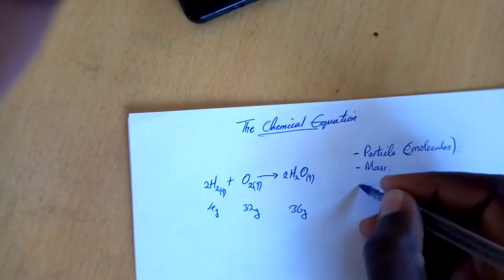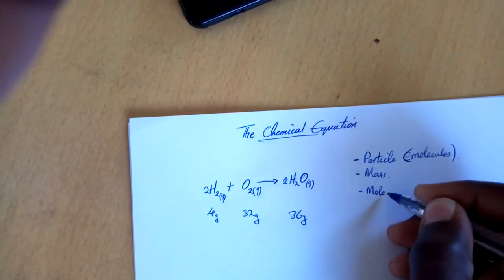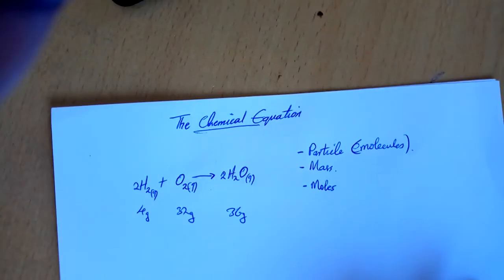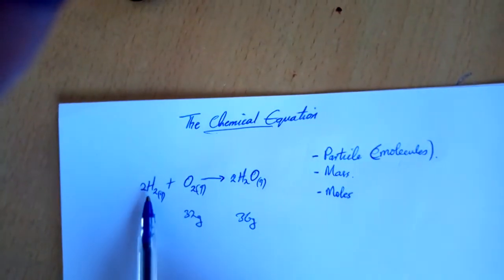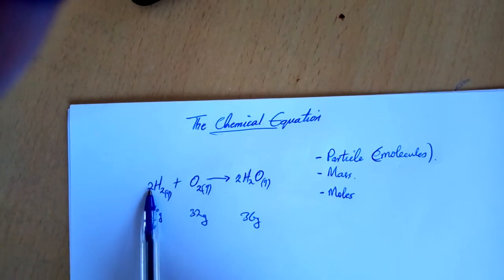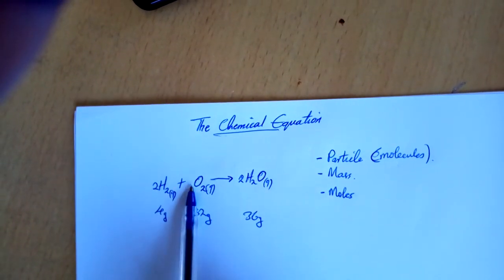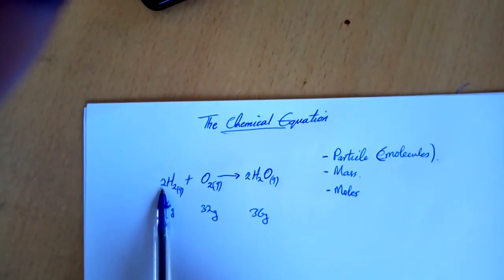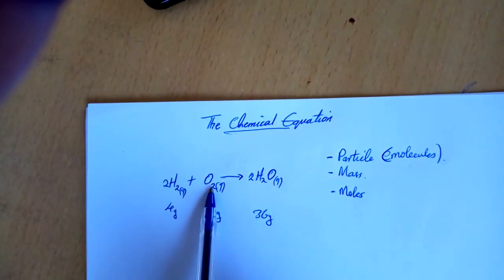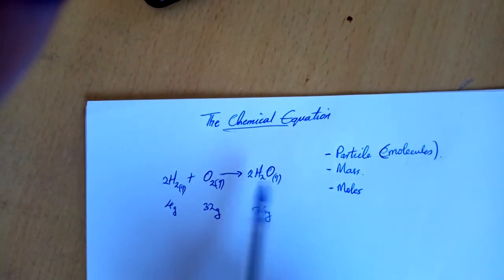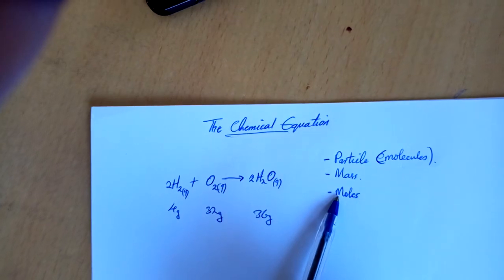The third way is by looking at the number of moles involved in the chemical reaction. Therefore, in this chemical reaction, the coefficient represents the number of moles. There's a 2 here, there's a 1 there, there's a 2 here. Therefore, 2 moles of hydrogen react with 1 mole of oxygen to give me 2 moles of water. Therefore, the third one is by looking at moles.